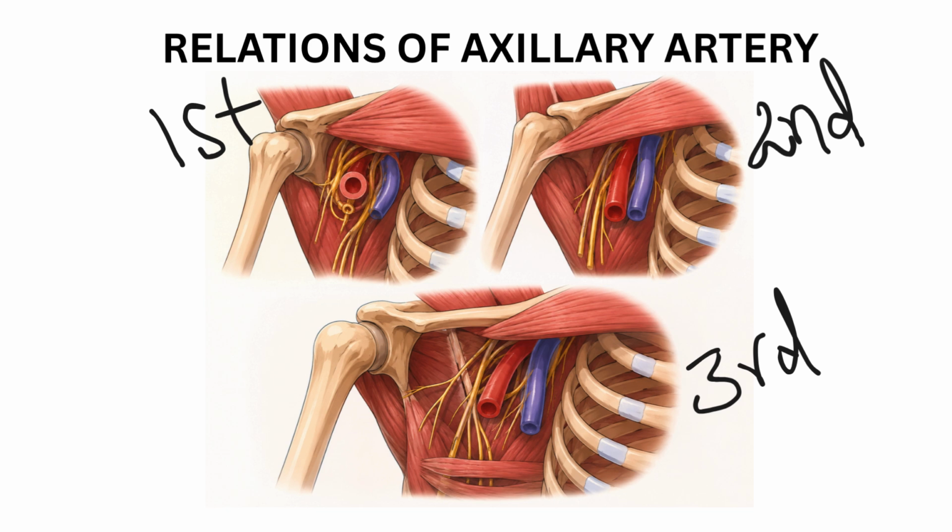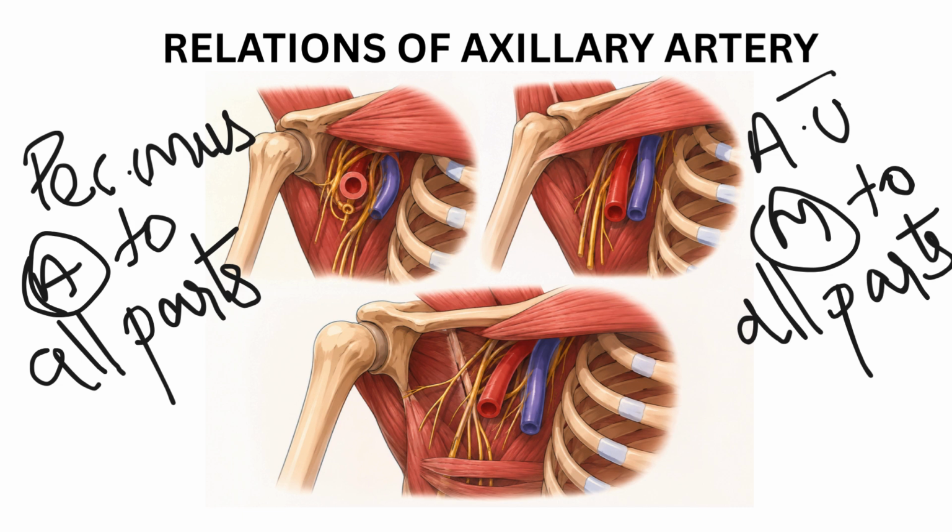Now we'll see the relations of the axillary artery. In this slide you can see three different pictures of the axillary artery which represent the three parts. That is, the first part which is proximal to pectoralis minor muscle, the second part which lies deep to the pectoralis minor muscle, and the third part which lies distal to the pectoralis minor muscle. So we'll see all the relations, anterior, posterior, medial, and lateral, to each part respectively.